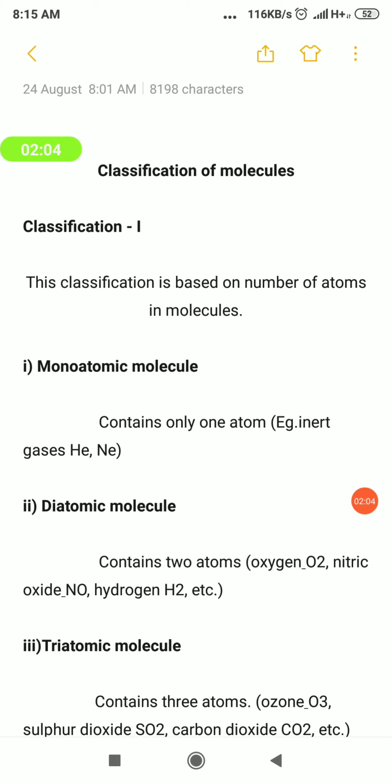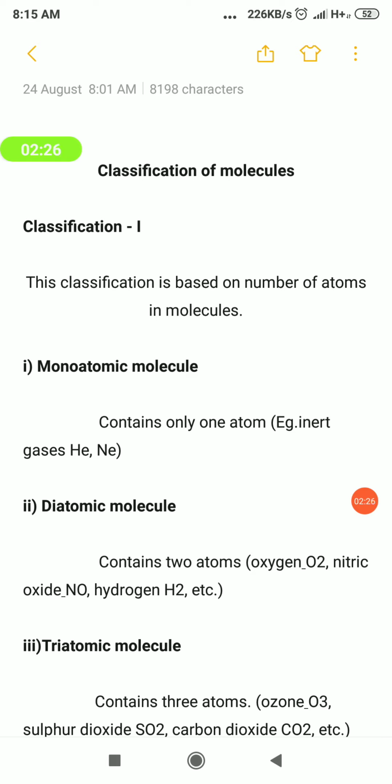Then the second one is diatomic molecule. Di means what I have told you? 2. Which means, can you tell me the definition? What can be a diatomic molecule? If a molecule is made of 2 atoms, then it is called a diatomic molecule. Examples are O2, N2. O2 is the oxygen molecule, dioxygen.